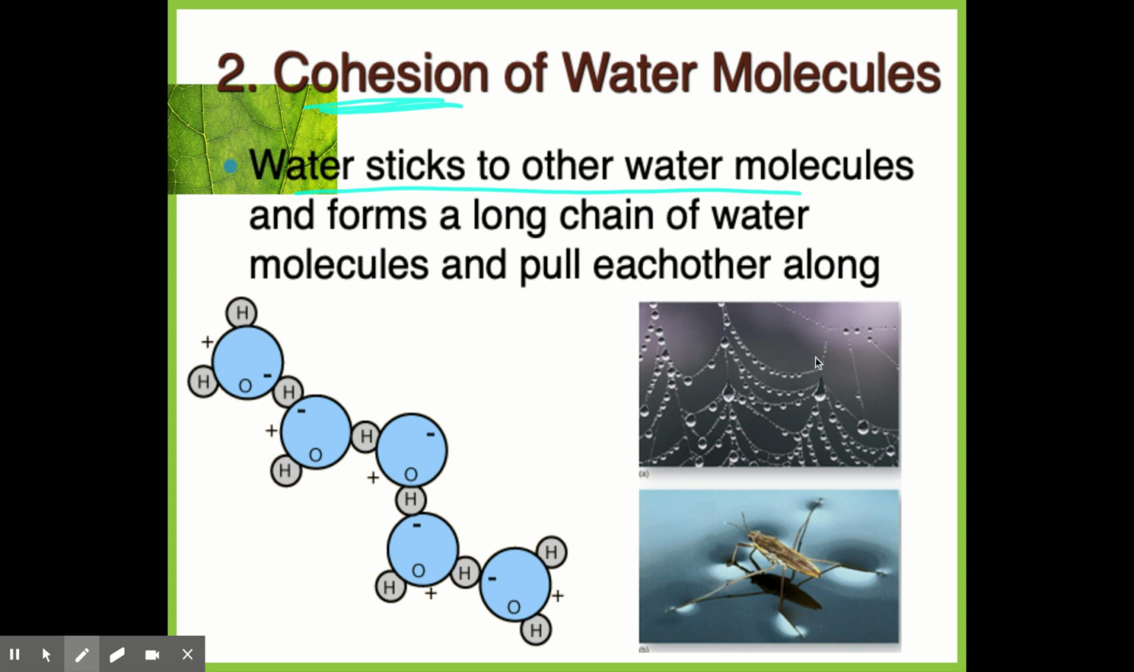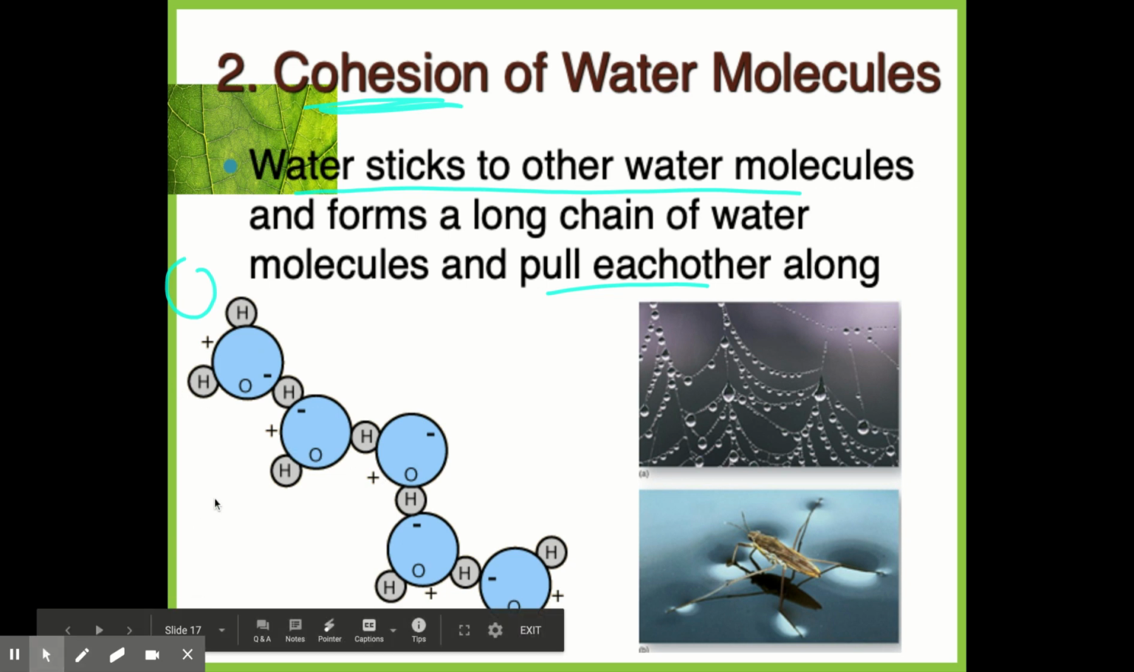You can see it on the spider web. That's why certain insects can actually walk across the surface without breaking it. It's because the water molecules are sticking to other water molecules and it pulls each other along. So if I was to add one more water molecule right here, it actually pulls the other guy up. So it sticks to each other.